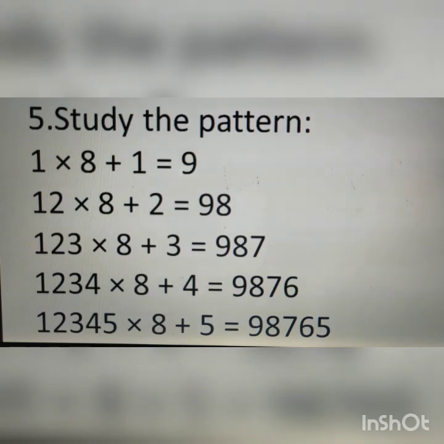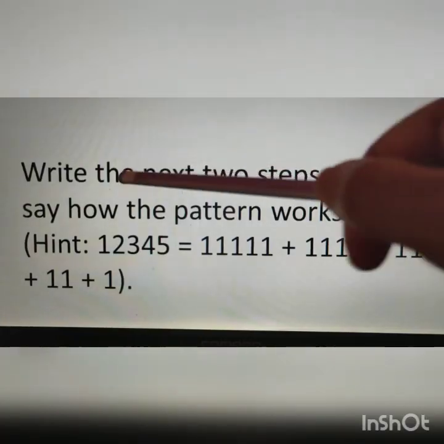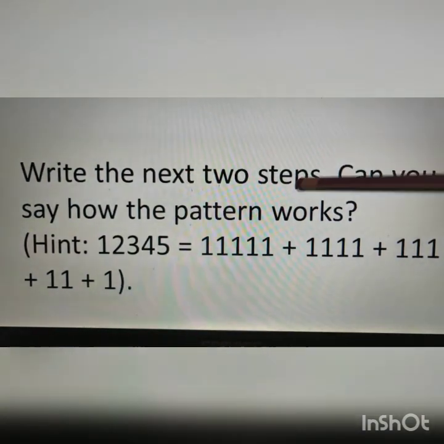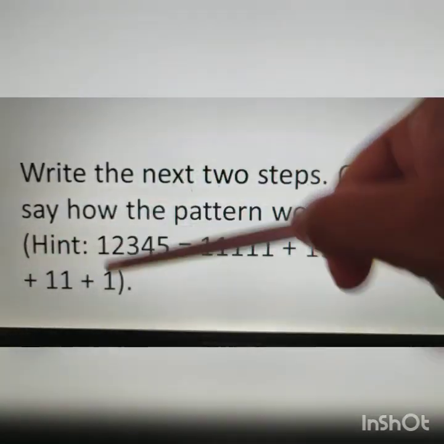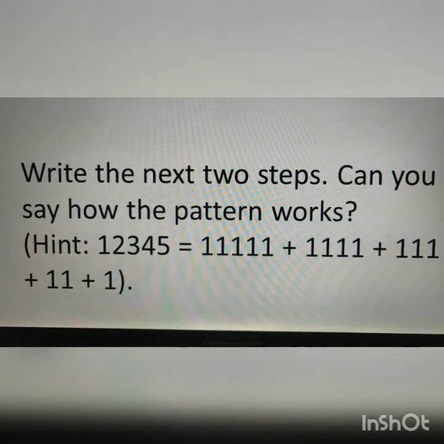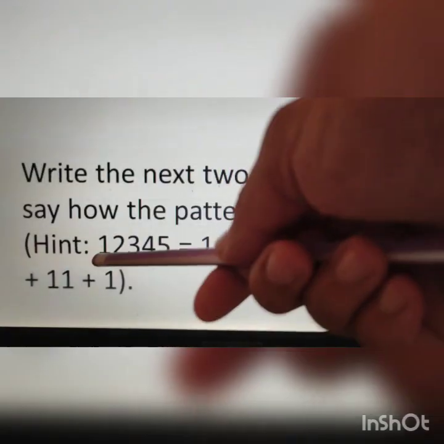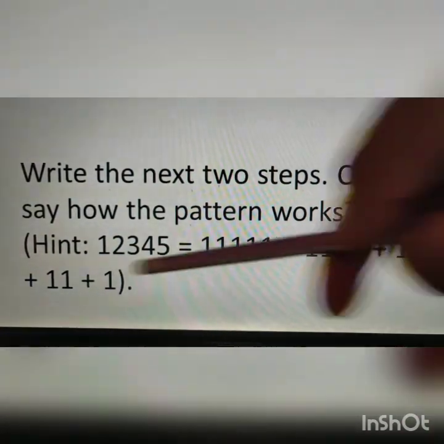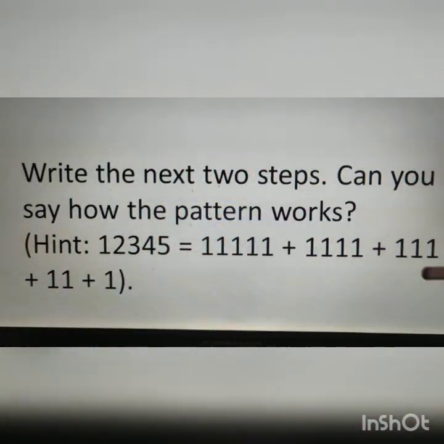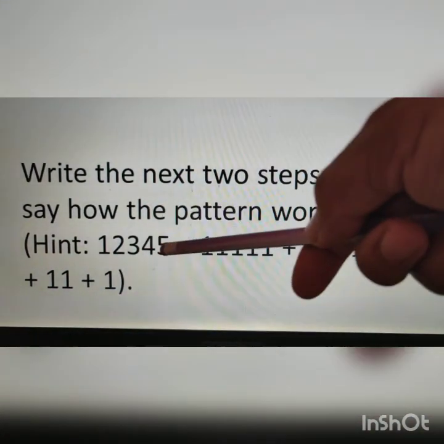Question number 5. Study the pattern and write the next two steps. Can you say how the pattern works? A hint is given. So, first we have to observe the pattern and write the next two steps and also show how the pattern works. Here in the hint the first 5 numbers are given. So, it is the sum, the sum is given. So, for the first 5 numbers, the last digit is 5.